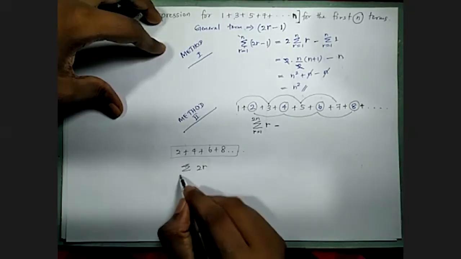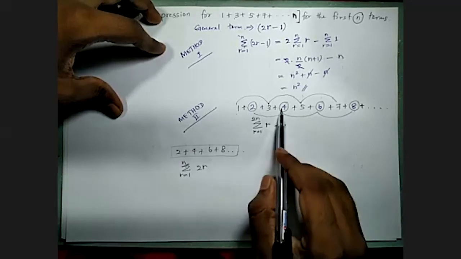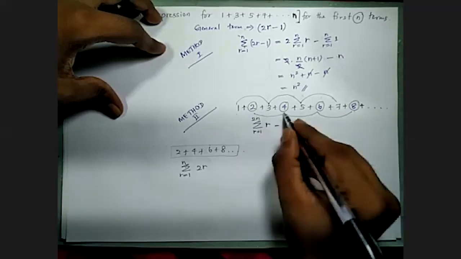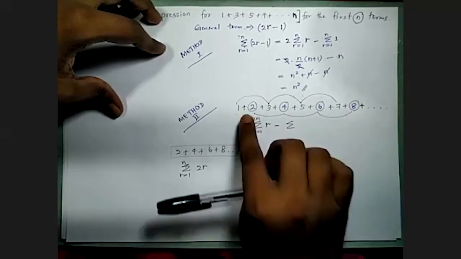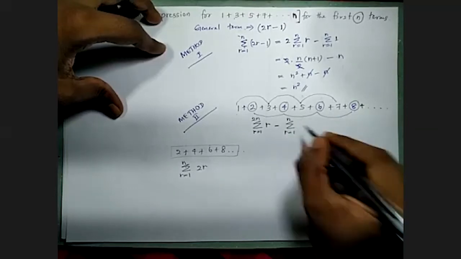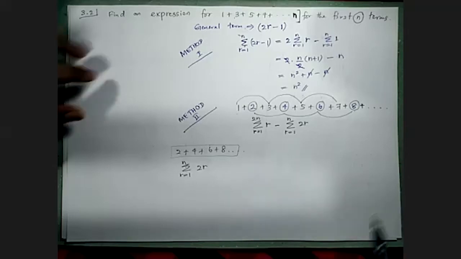Then what is the summation? R equals 1 to n, because this series has n number of terms. Then we have to subtract that particular sum, the sum we get from this blue color series. What is that? Sigma r equals 1 to n of 2r. Understood? Yes, sir. Sure, right? If not, tell me. Yeah, sure. Okay.